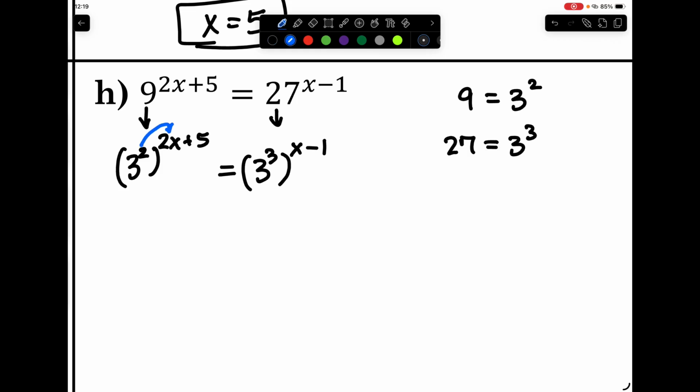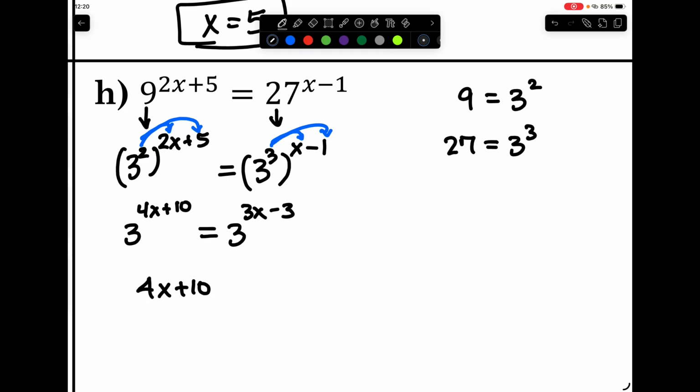So we're going to multiply both of these two terms by 2. And we're going to multiply the exponent of x minus 1 by 3. So distribute 3 to both of those terms. So 3 is raised to the 4x plus 10. And the 3 on the right side is going to be raised to the 3x minus 3. So now we can get the exponents equal to each other. So 4x plus 10 equals 3x minus 3.